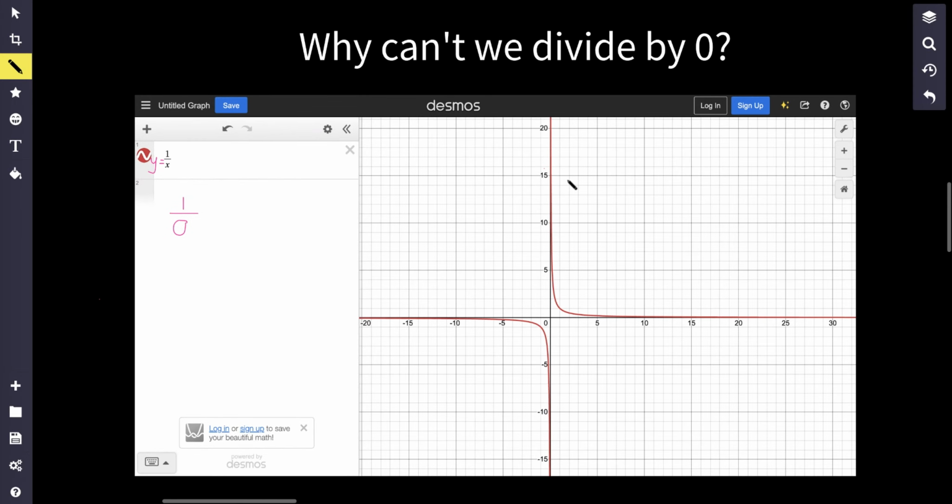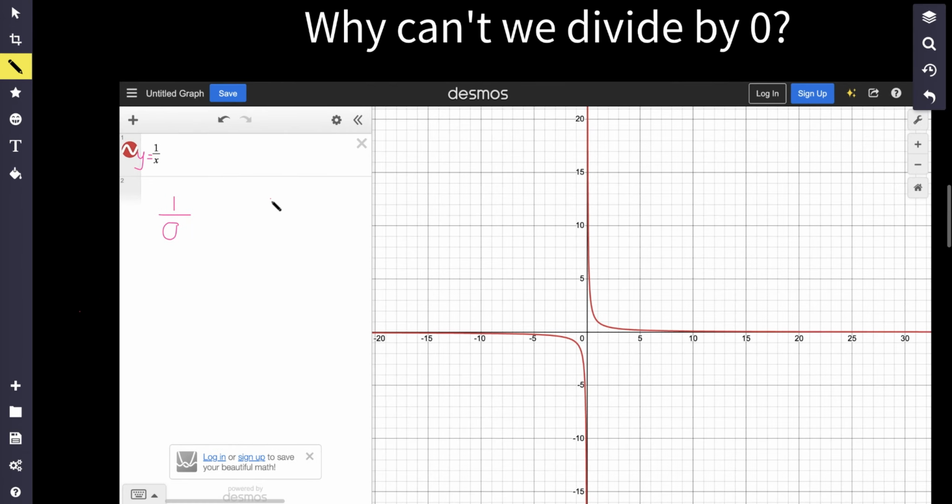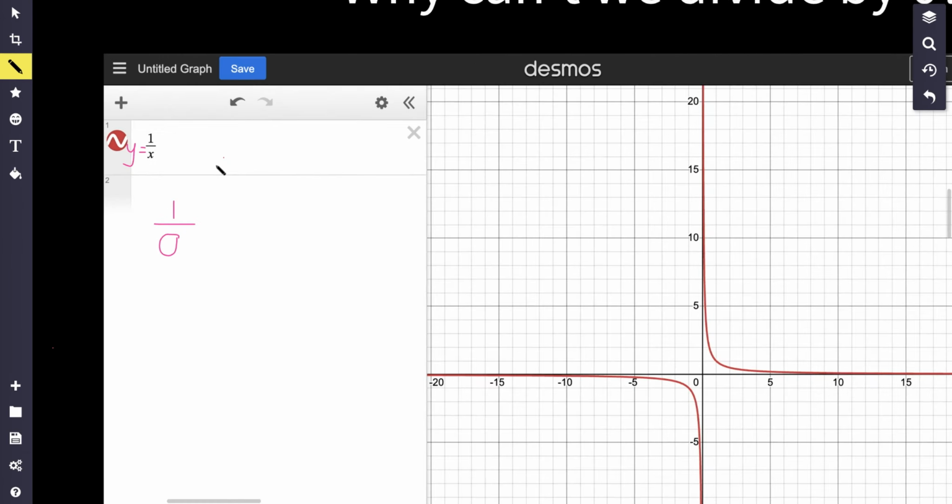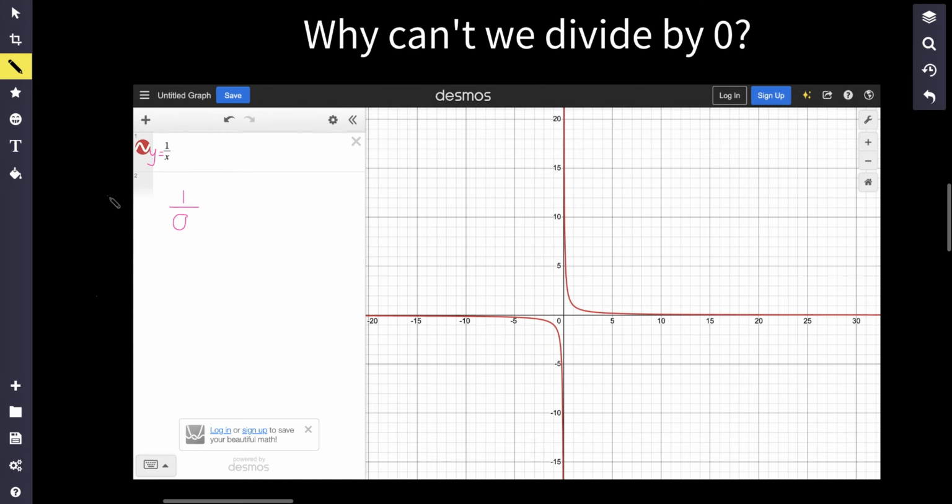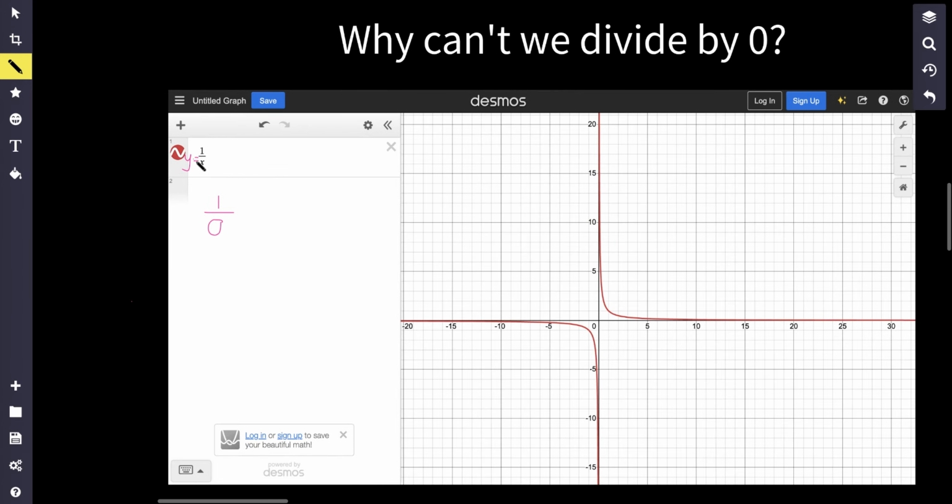In this video, we're answering the question, why can't we divide by 0? My name's Ryan, and I'm going to be using Desmos to solve this question. So right over here, we have the graph of y is equal to 1 over x.